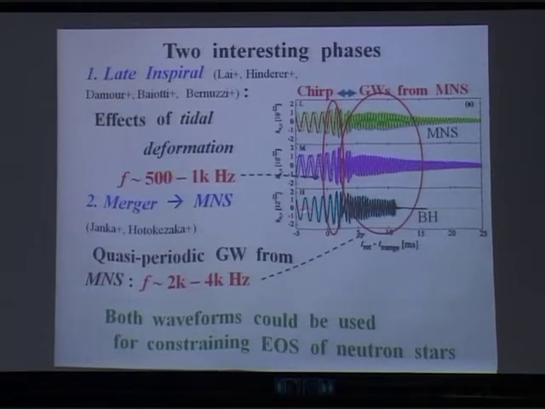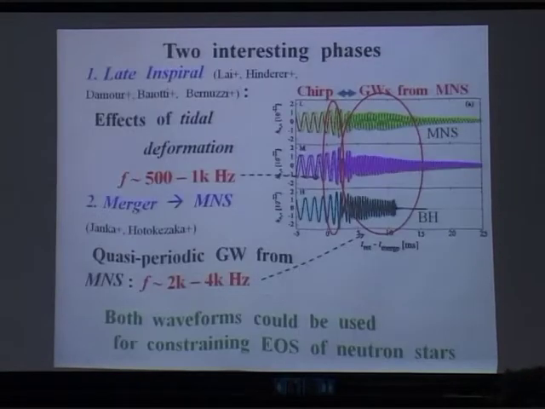So there are two interesting gravitational waveforms. One is the gravitational waveform from the inspiral stage, for which the frequency is about 100 hertz to 1 kilohertz. The other is the gravitational wave from the massive neutron star here. In this case the frequency is between 2 and 4 kilohertz. These gravitational waves reflect the equation of state, as I will say in the following.